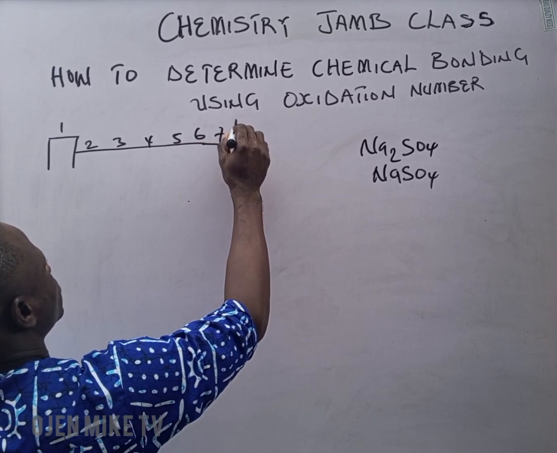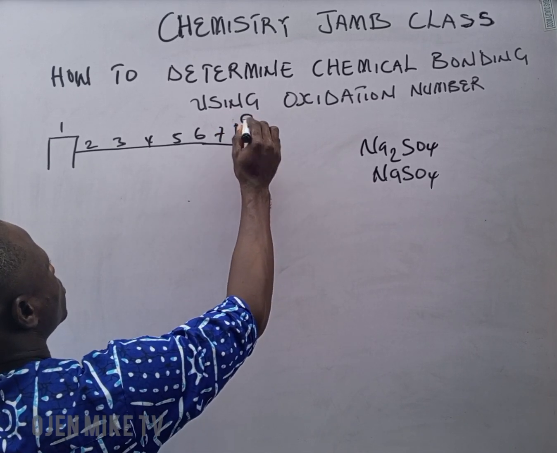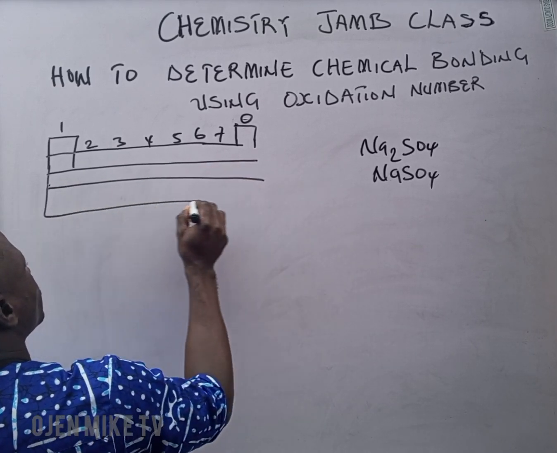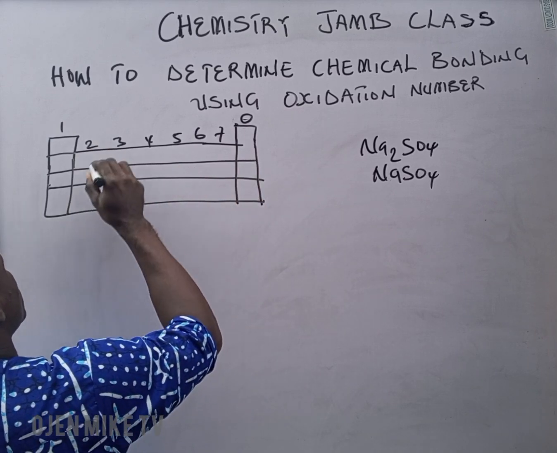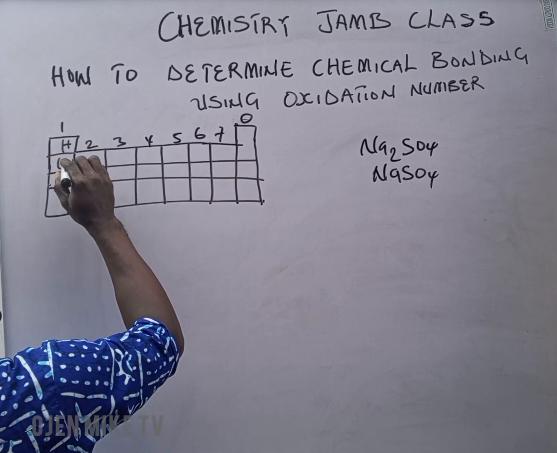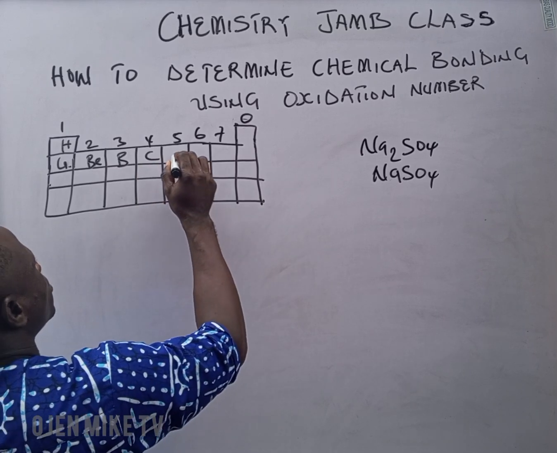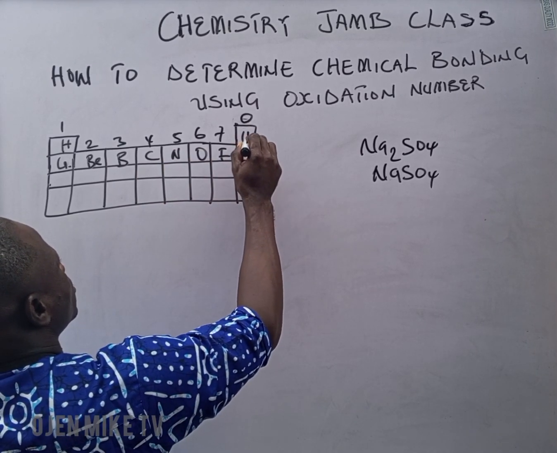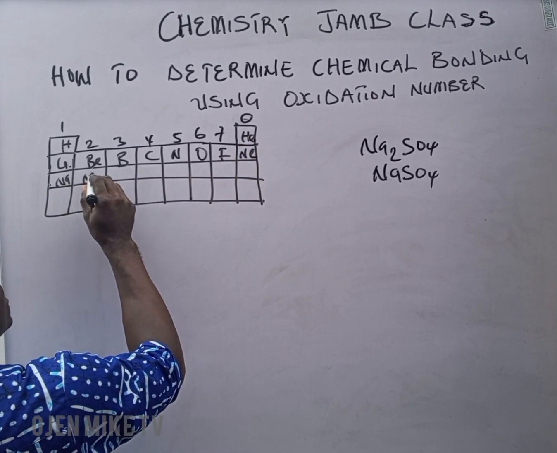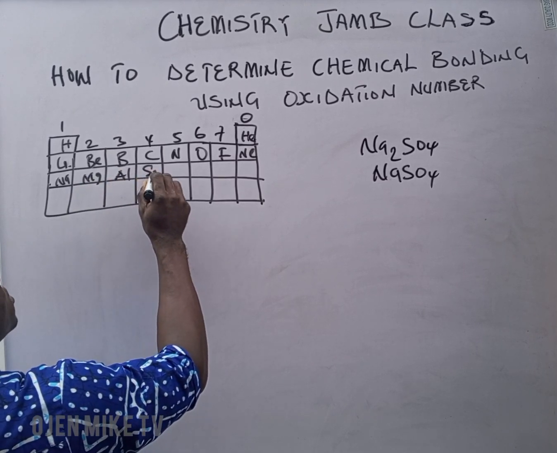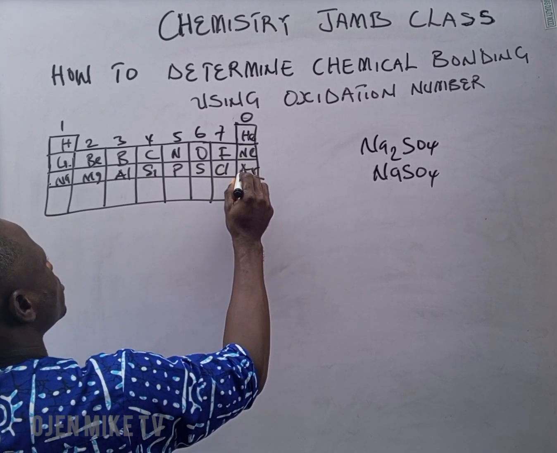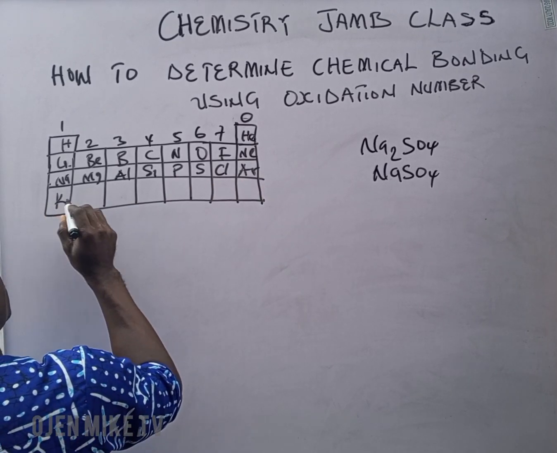So we have this 0. This is a simple form of constructing a periodic table. We have something like this: hydrogen, lithium, beryllium, boron, carbon, nitrogen, oxygen, fluorine, this helium, this neon, this is sodium, magnesium, aluminium, silicon, phosphorus. We have sulfur, we have chlorine, we have argon, we have potassium, and we have calcium.